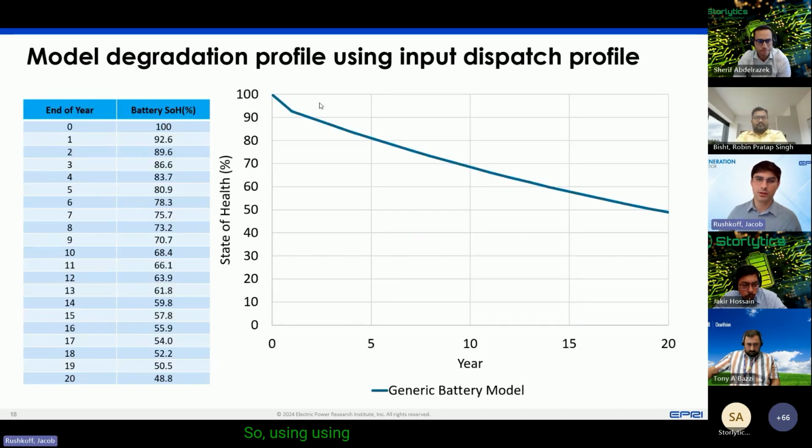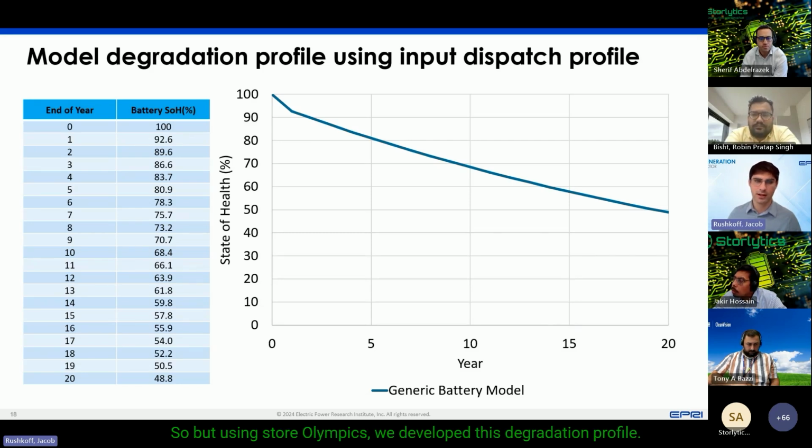Now I'm just showing you a generic battery model. Using Storlytics, we developed this degradation profile, and so we get a state of health of the installed batteries over the 20-year life. Then we can use that information to decide when it's best to install more stacks, more battery stacks.